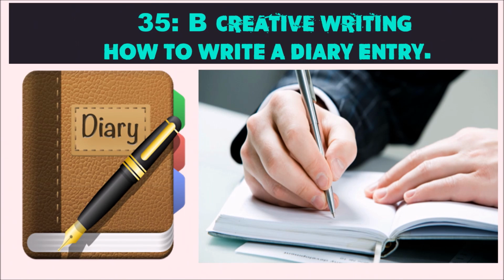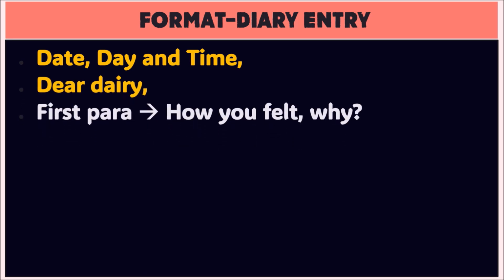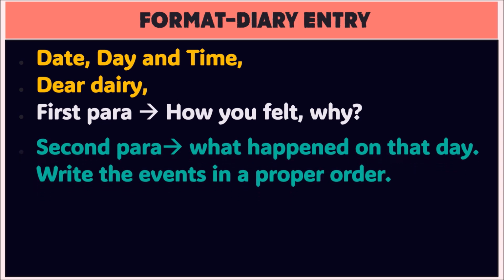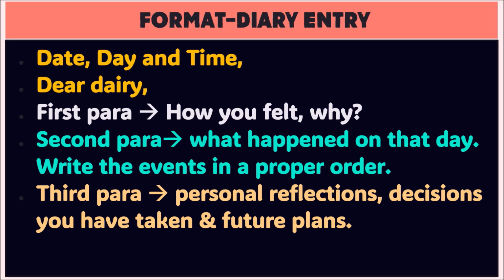Now let's move to the next question, how to write a diary entry. First of all, what is more important is the format. We have to write the date, day and time. Then, Dear Diary. The first paragraph should be how you felt and why. The second paragraph would be what happened on that day. Write the events in a proper order. The third paragraph should be personal reflections, decisions you have taken, or future plans after that incident. You have to write the signature or name of that character, not your name.